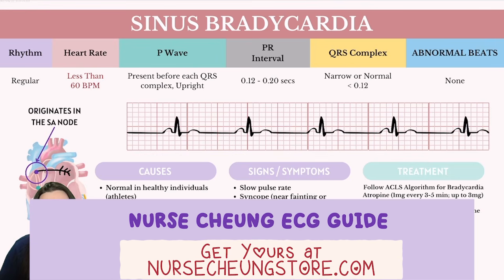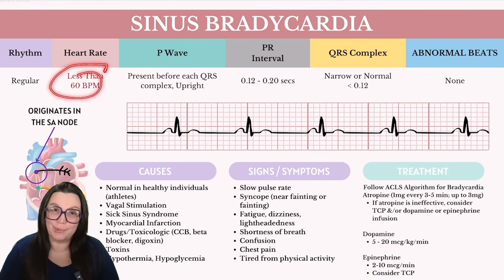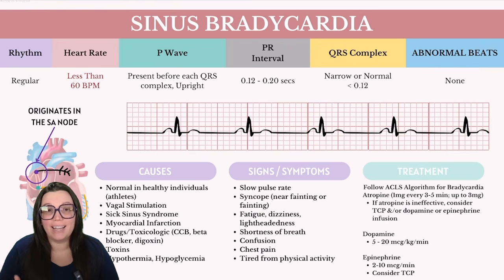So sinus bradycardia mirrors normal sinus rhythms in every aspect except when it comes to the heart rate. In sinus bradycardia, the rate is less than 60 beats per minute. Apart from the slower rate, all other characteristics align with a normal sinus rhythm.